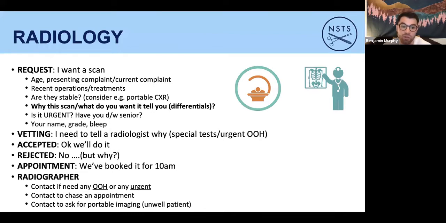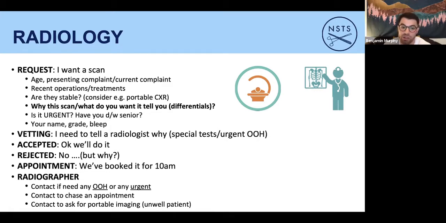And then just a note for radiographers, they organise the scans and perform the scans. So if there's any scan that you need out of hours, such as a chest X-ray, that's a simple scan, so you don't need it vetting, but you need to chase it up, then it would be the radiographer that you would bleep or contact to try and arrange out of hours or urgent scans.